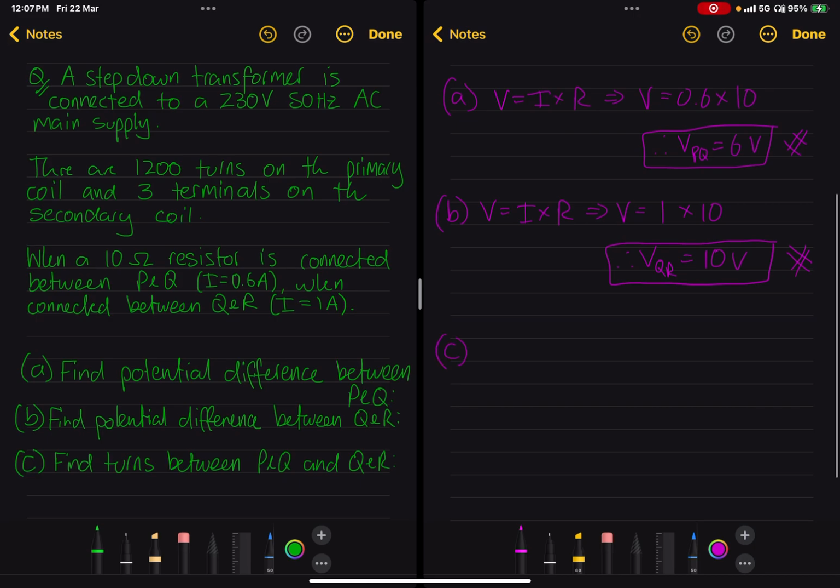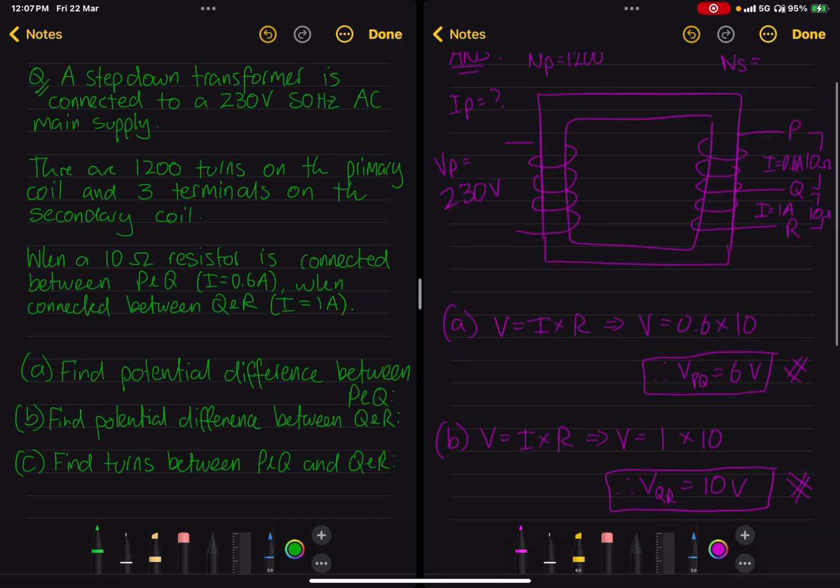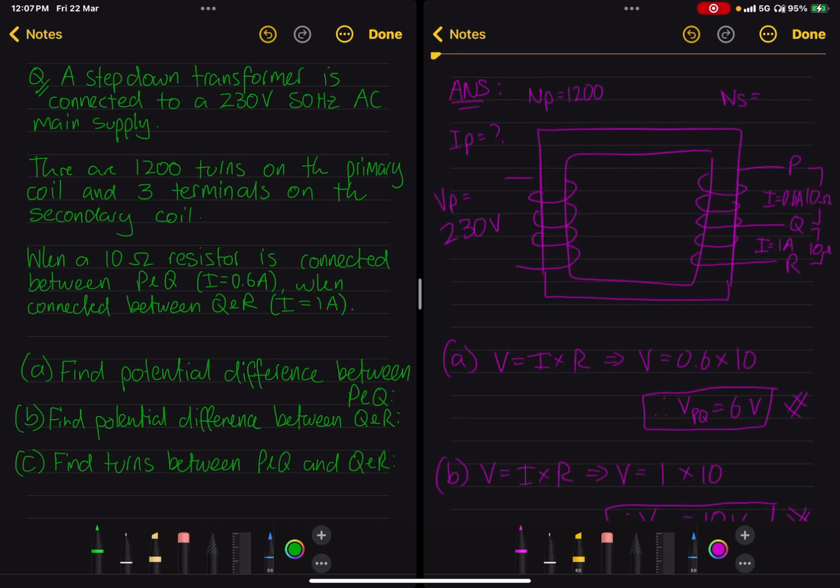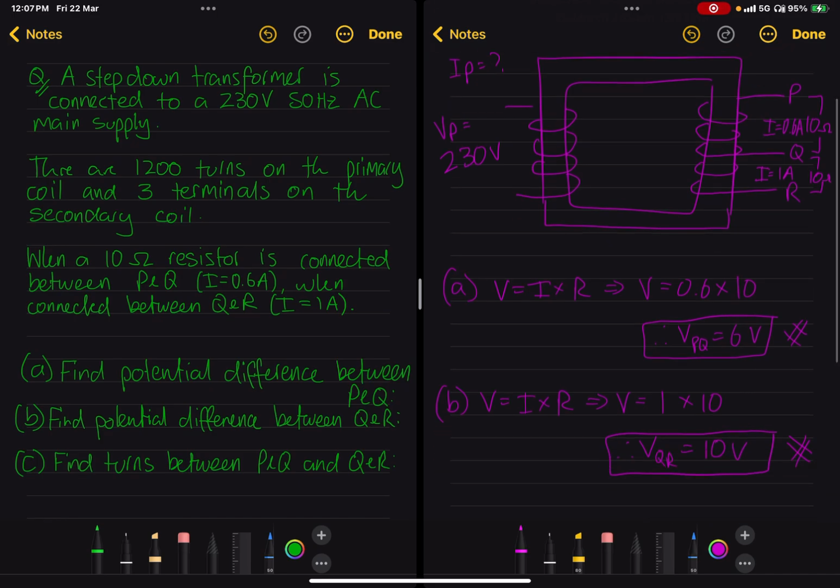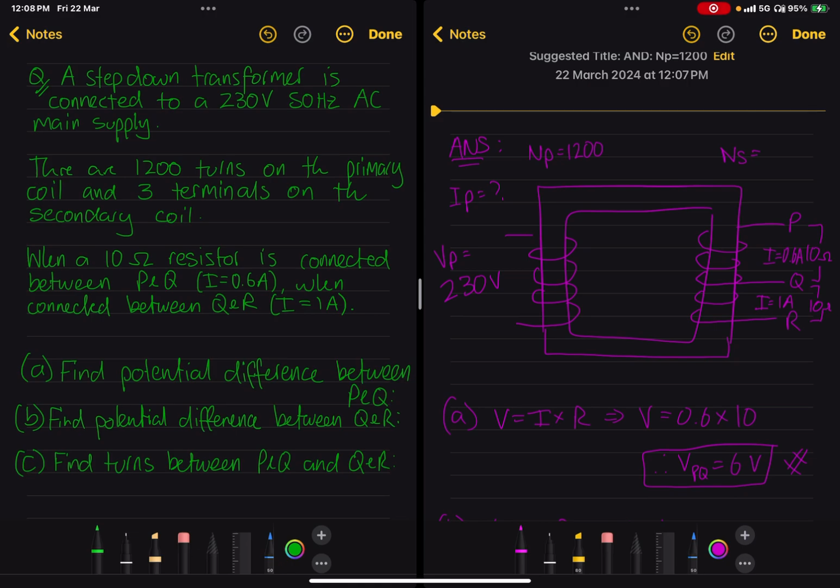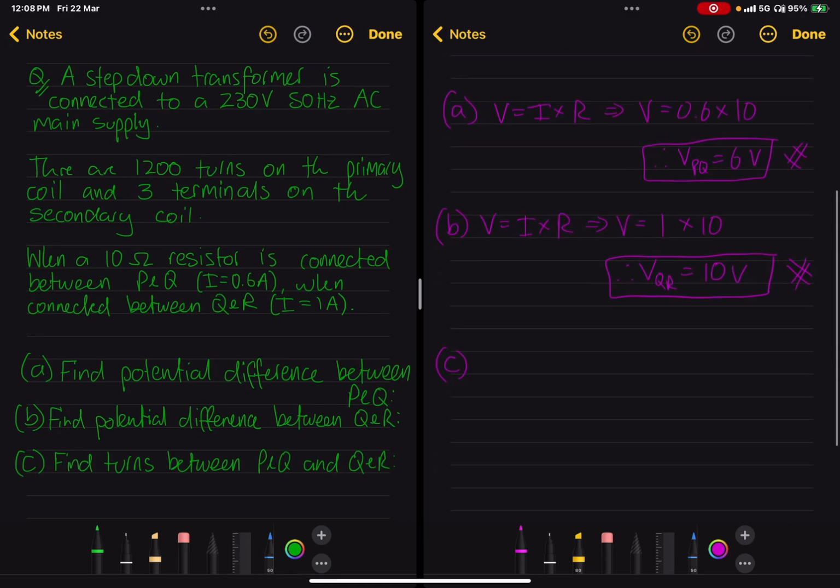Part C then asks us to find the turns between P and Q and the turns between Q and R. Well, we have everything we need at this point because we have the two possible secondary voltages. The first one for the PQ connection is 6. The second one for the QR connection is 10. We have the input voltage, which is 230, and the number of turns on the primary side, which is 1200. So we know from our ideal transformer laws that Vp on Vs is equal to Np on Ns. We know that voltage primary is 230 and number of turns primary is 1200, and we're trying to find the number of turns secondary.